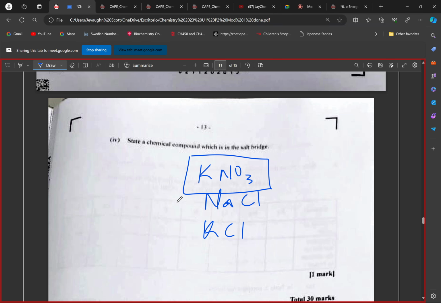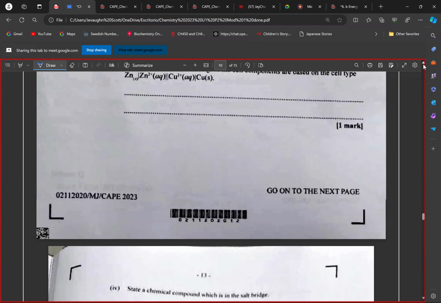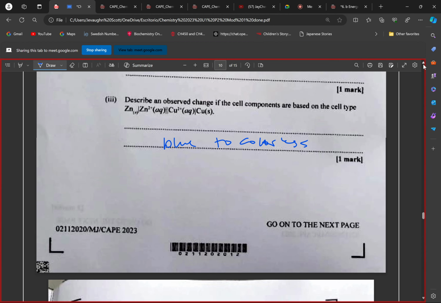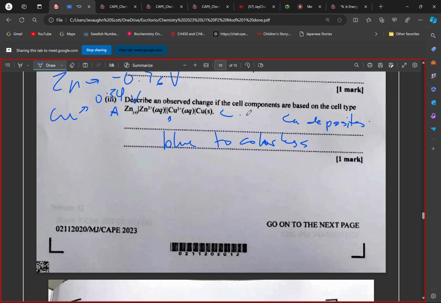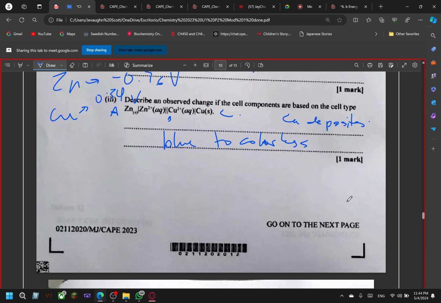Sir, what was the answer for the last question? We're going to have a color change, blue to colorless, or we could say that copper deposits onto the cathode. So we're going to have copper deposits being formed on the cathode. And we get all that information from that little line of cell notation there.